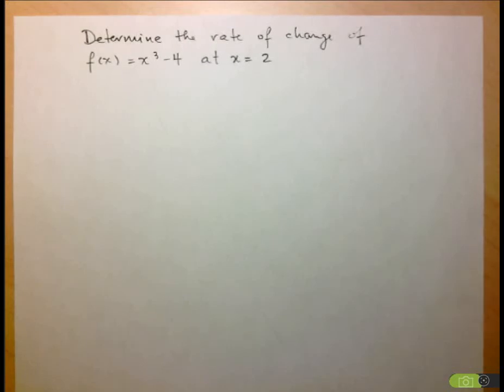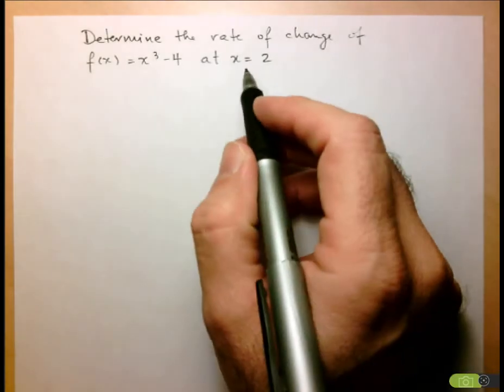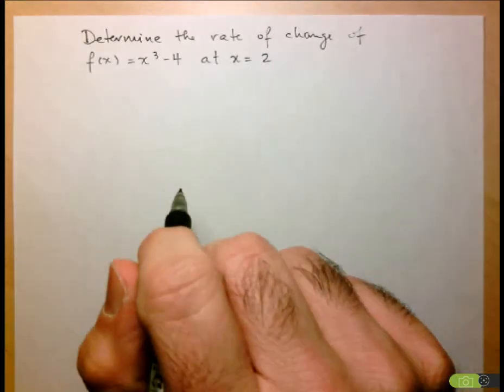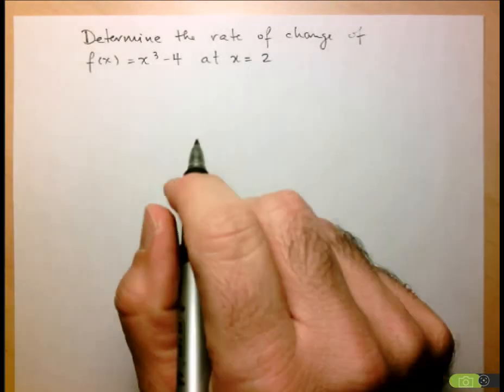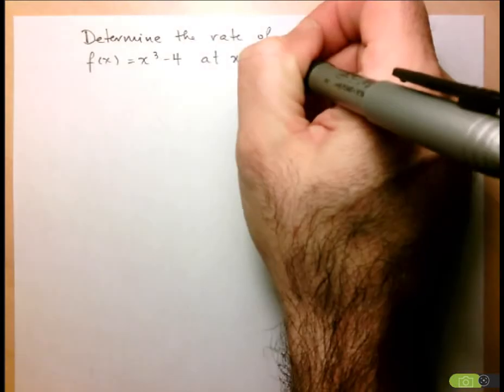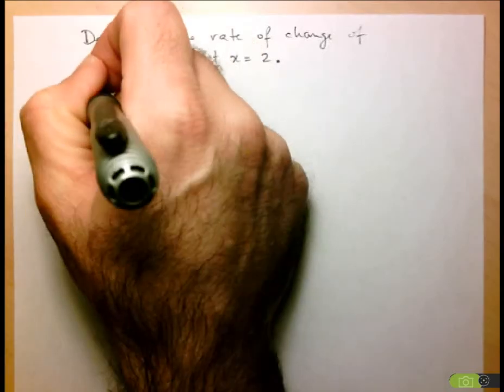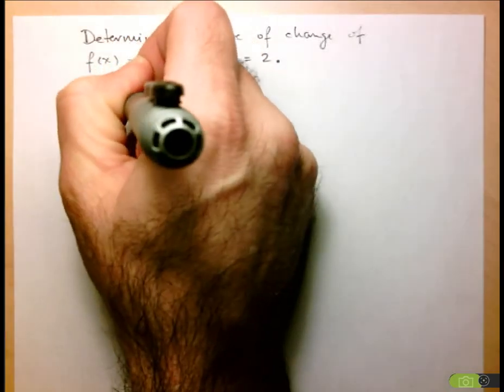Hi folks, we're going to take a look at this question here, and they're asking us to determine the rate of change of the function f at x equals x cubed minus 4 at x equals 2. So again, when they just say rate of change of the function, and they give us a particular point, it's assumed that we're looking for the instantaneous rate of change.